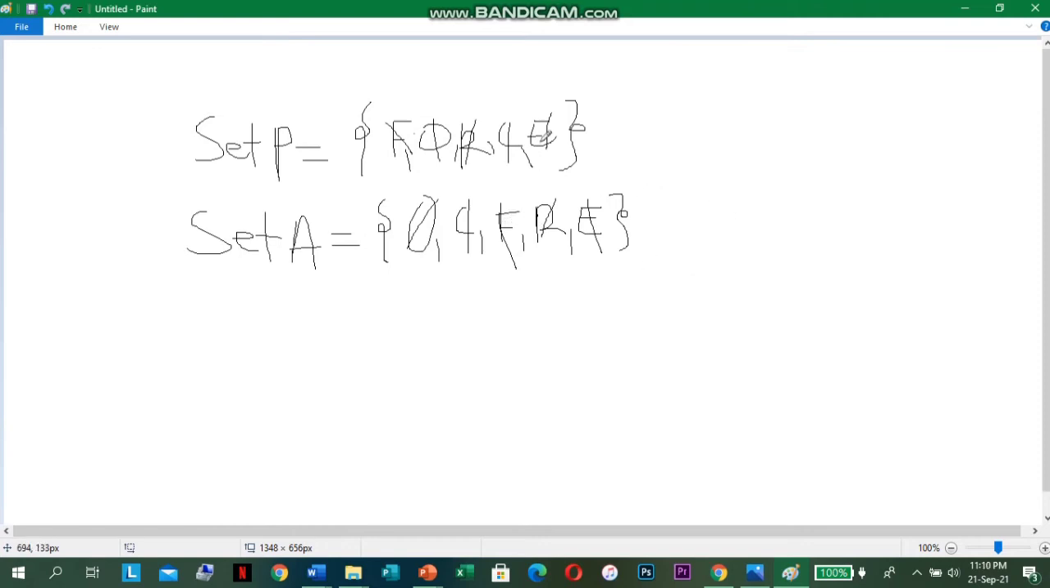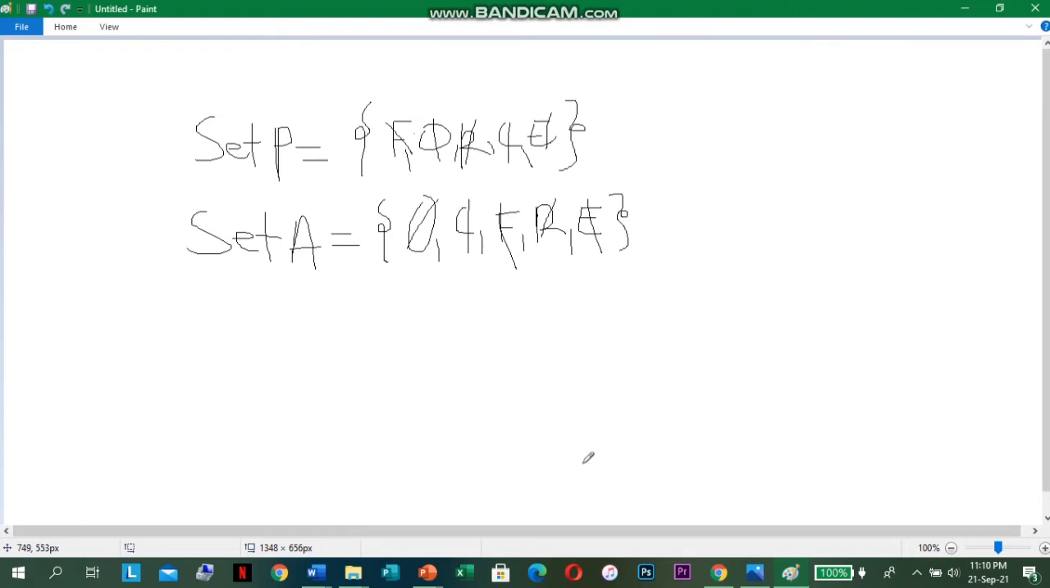Just ensure that they are the same. They must be the same to be equal. If they are not the same, they are not equal. And we see that we have the same letters in set P and the same letters in set A. Remember class, for the sets to be equal, they must be the same. Set P must be the same as set A. Set A must be the same as set P for it to be equal. If they are not the same, they are not equal. I guess you all get that.